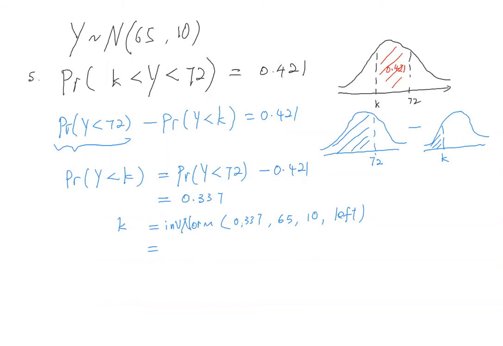So the answer is 60.79. Am I right? Yes. Good. So normal distribution is quite simple, correct? As long as you know how to play with the calculator, everything is done. So this test is a game. Your game, your instrument is your calculator.